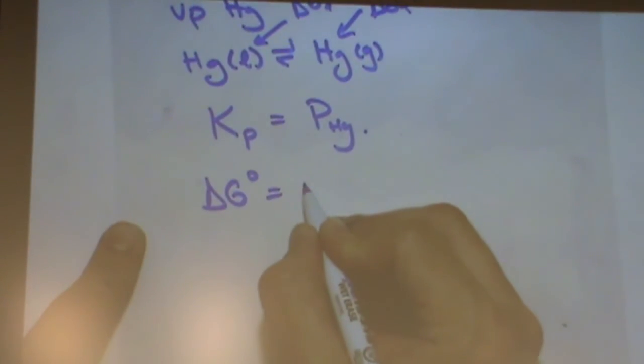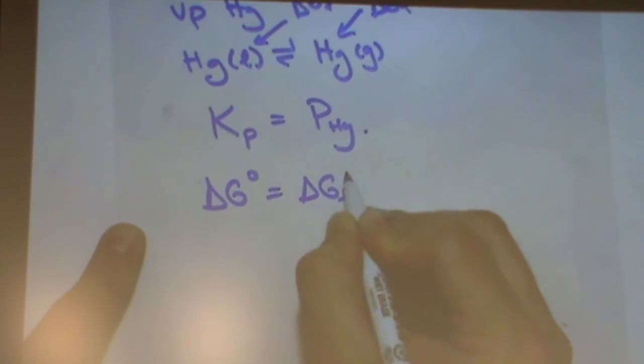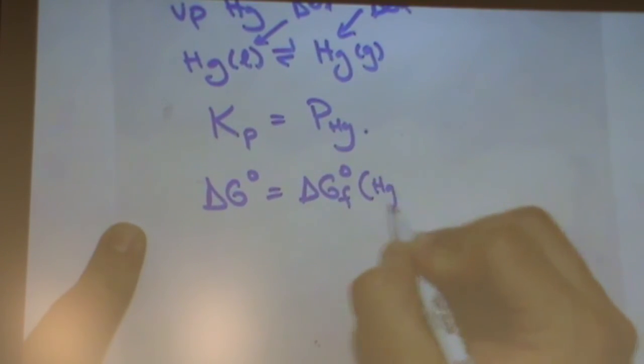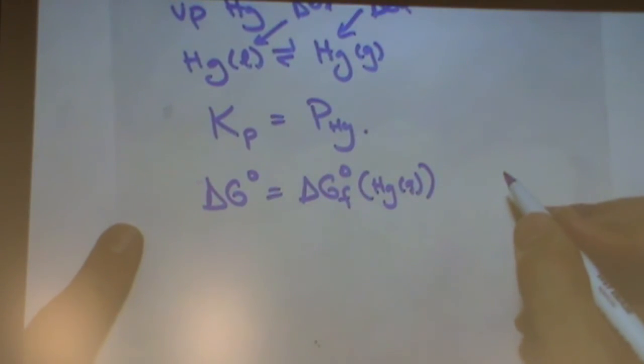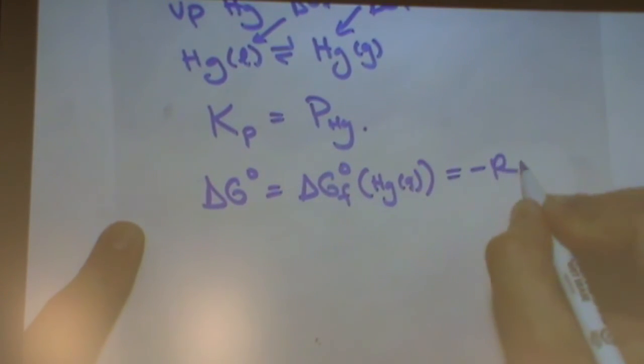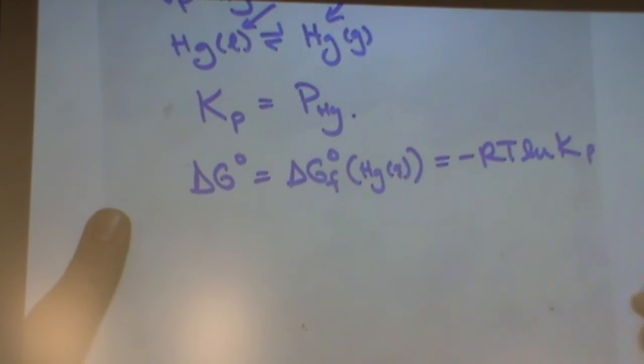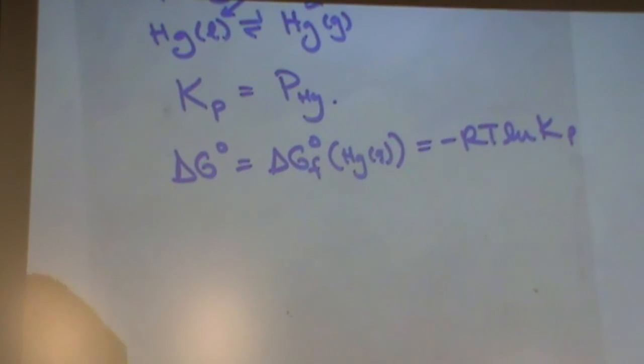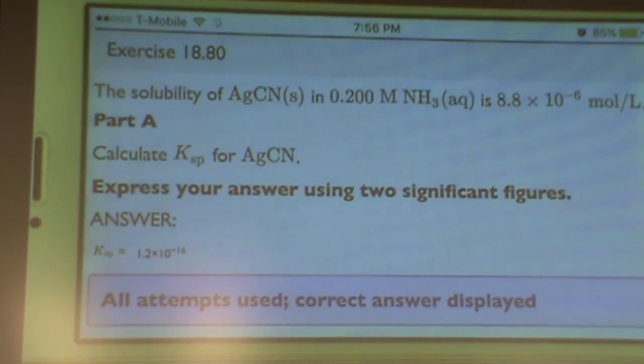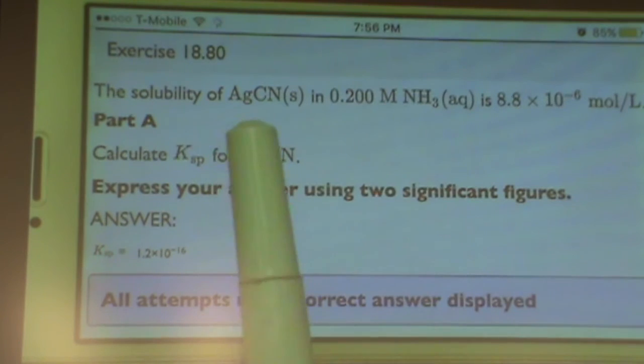And you'd go, well, this is products, delta G of formation of the mercury gas, minus reactants would be 0. And this is minus RT ln K, P specifically. Is that okay? Got K, and K is the partial pressure. Okay, cool. You can read that. Oh, yes, you can.